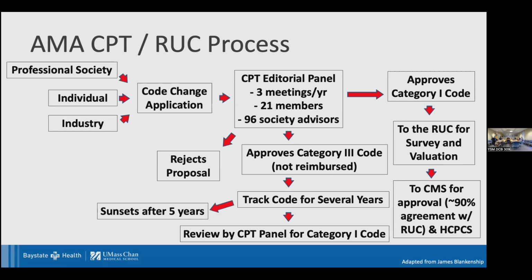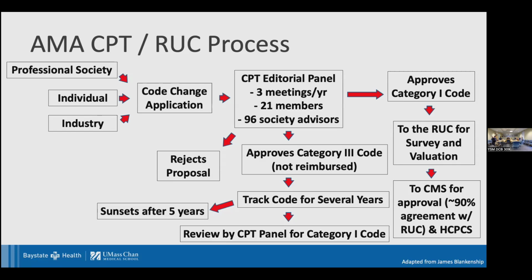In any event, the CPT panel can do 3 things. They can reject a proposal. Most proposals get rejected. Okay? Anything that is industry sponsored that doesn't have a professional society backing almost always gets rejected. Initially, they can approve a Category 3 code. Category 3 codes are research or documentation codes. So if a Category 3 code is approved, every time it's coded, the Center for Medicare and Medicaid Services doesn't pay for it, but the usage of that procedure is being documented.